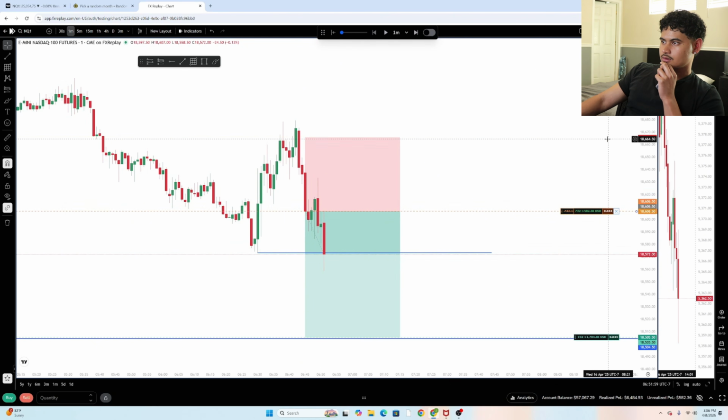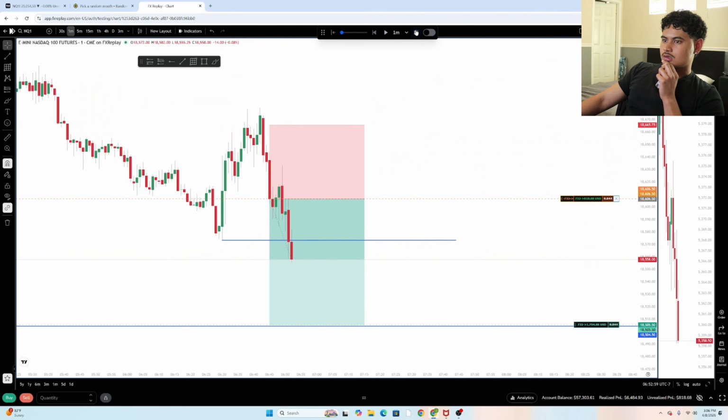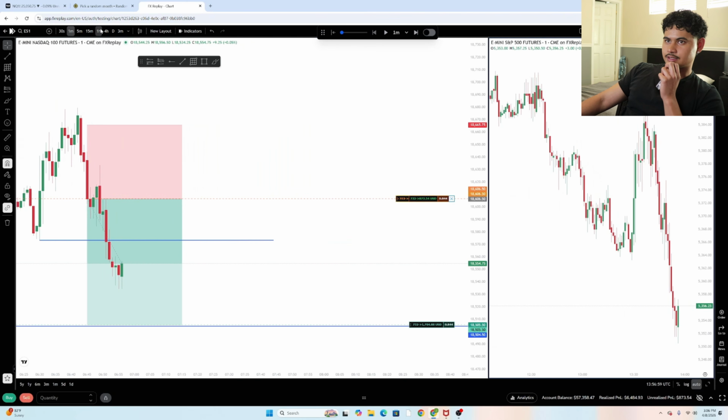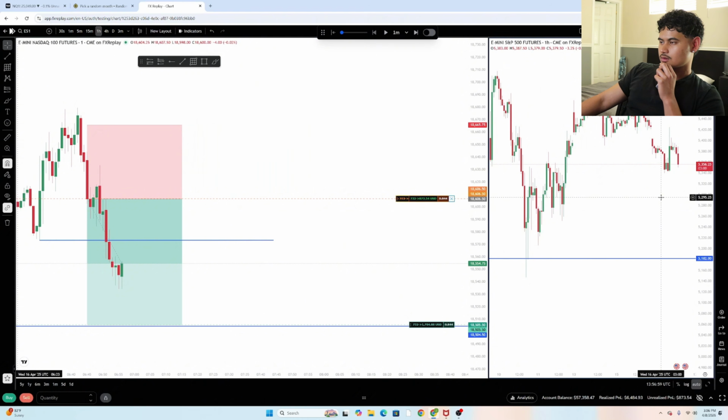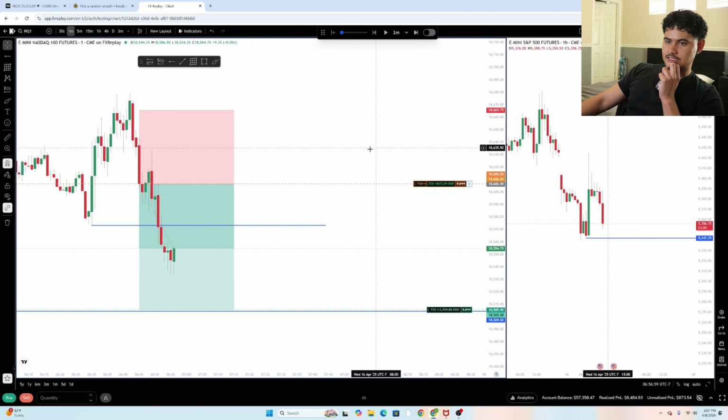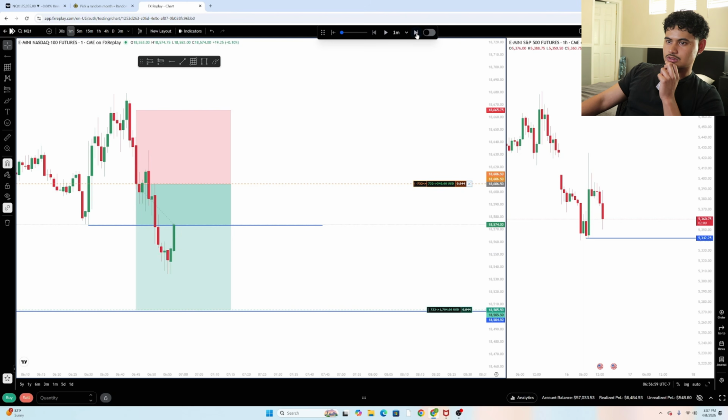Okay, break even. Just flush, flush, flush. Okay, let's check for an SMT. Okay, no SMT. SMT would be this right here, this low. So ES hasn't taken that. So we're going to monitor that as we keep playing candles.